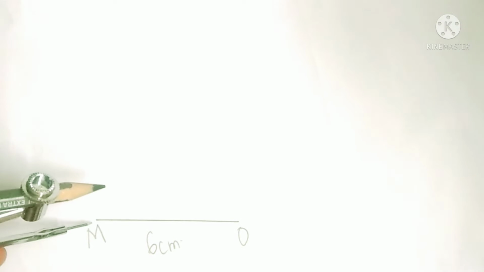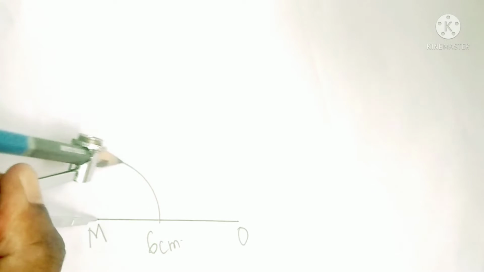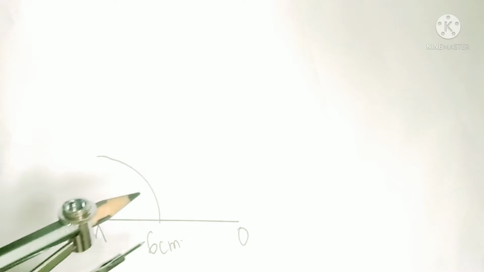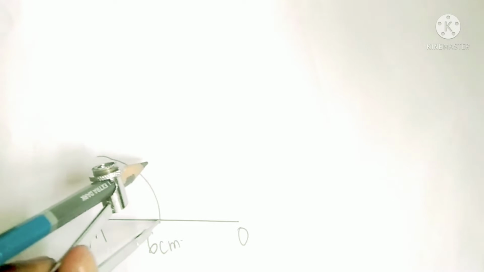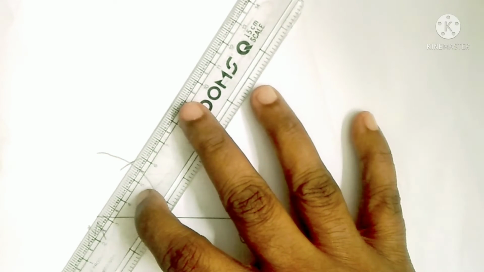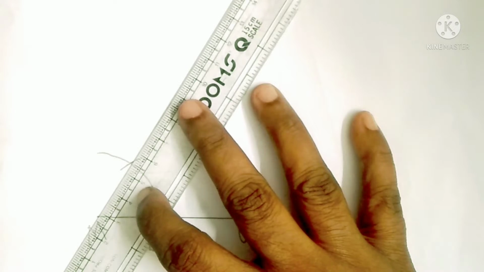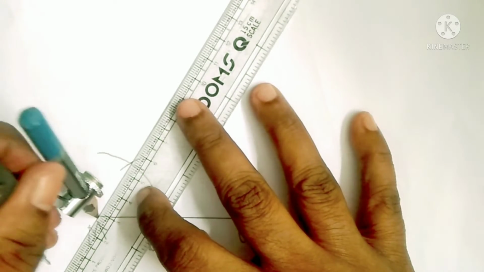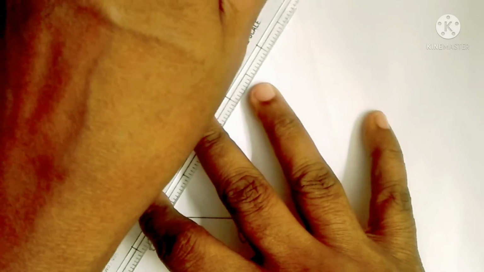So, take any measure on the compass, draw one arc to meet the arm, take the same distance and cut the arc from wherever the arc met the line. So, you get angle of 60 degree and then join that point, make it a little longer.